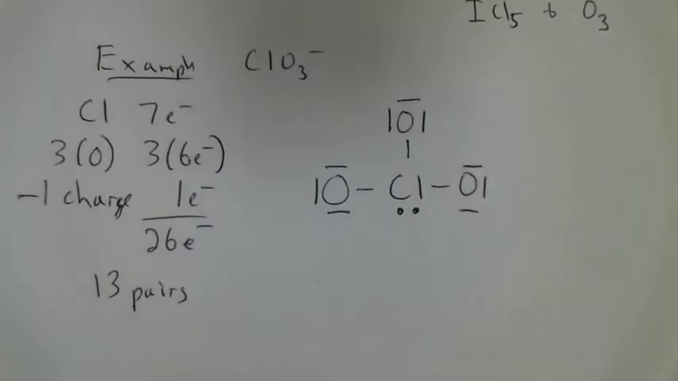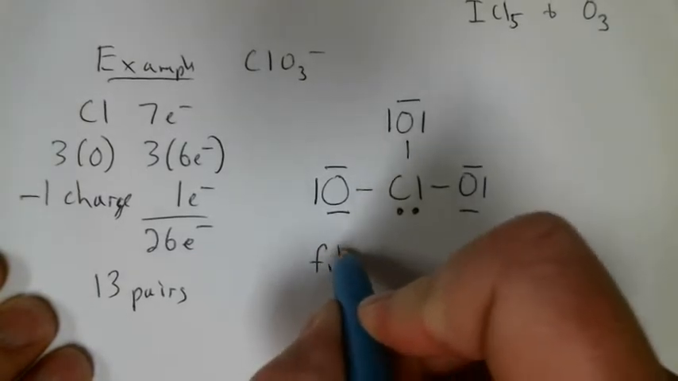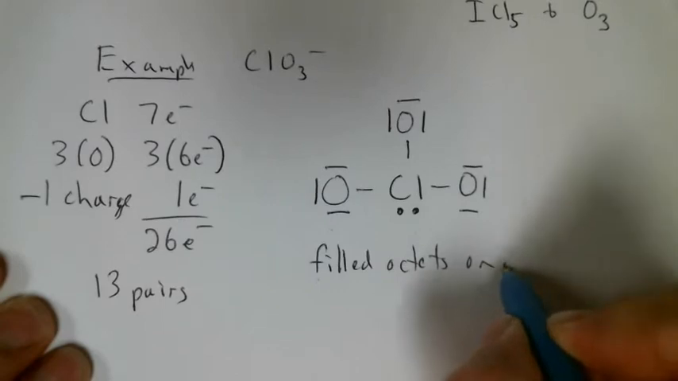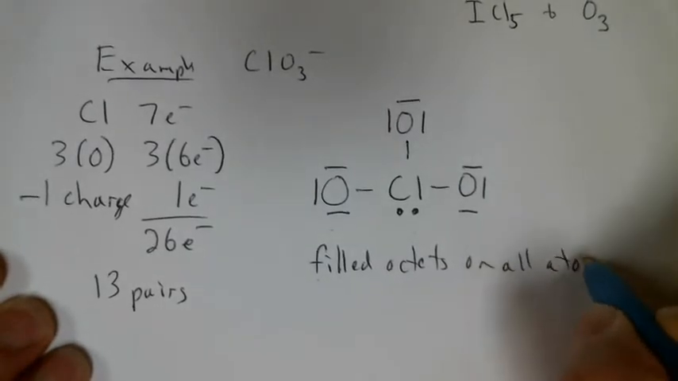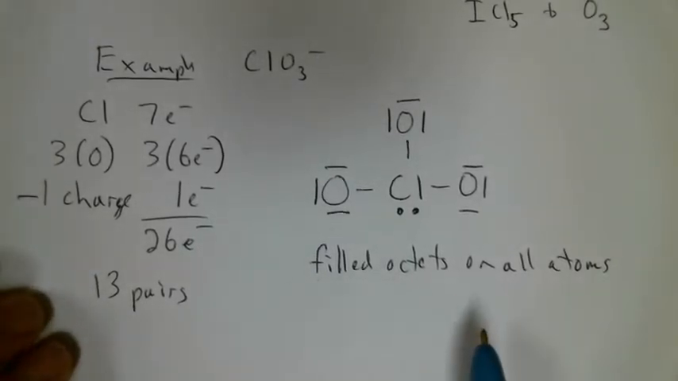I'll put those with dots so they stick out a little more. All right, so there we go, right? This is a good Lewis structure if we're going to follow the octet rule. So this has filled octets on all atoms. And you could be asked, in the homework or on the test, wherever, to write the Lewis structure that follows the octet rule. And this would be it. But we're also going to have to check formal charges.